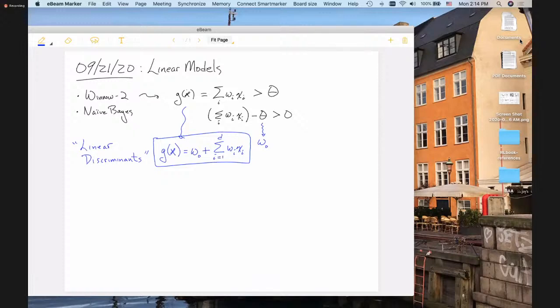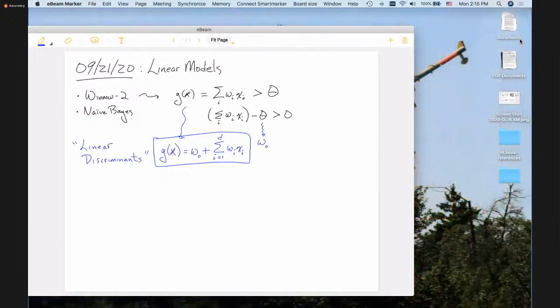All right. Any questions about that so far? Okay, well, let's move on and let's take a closer look at naive Bayes.